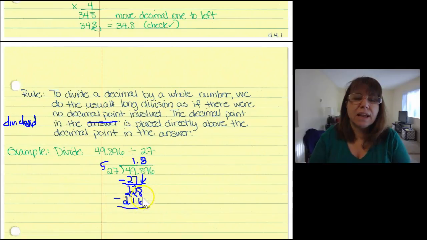Subtract. 8 minus 6 is 2. 2 minus 1 is 1. 2 minus 2 is 0. That is the worst 2 I've ever seen. There we go, 2. Bring down the 9.